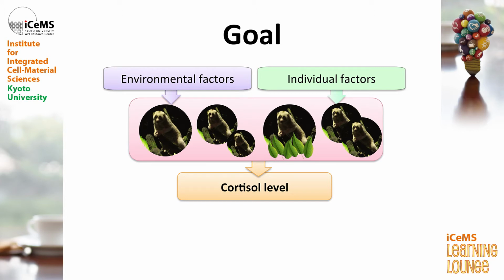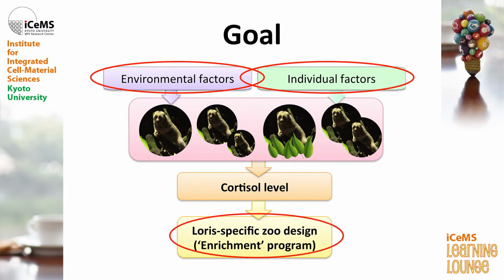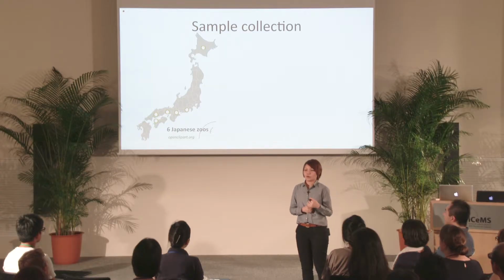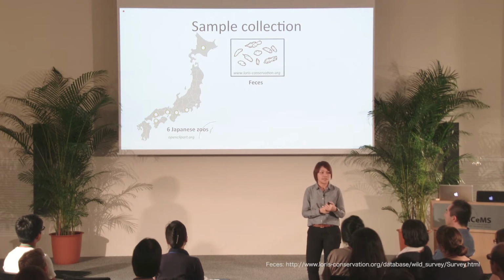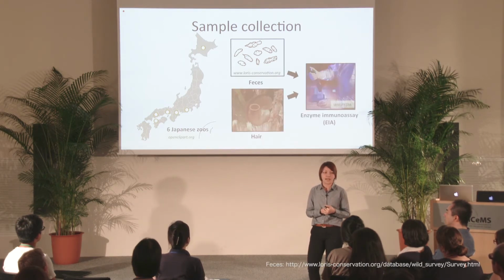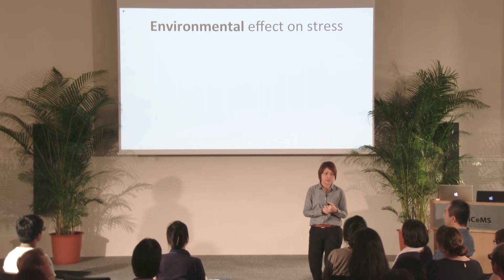So what I want to do is to identify these factors, and then next I want to propose a loris-specific zoo design to the zookeepers, which we can also call an enrichment program. From 6 Japanese zoos, I collected feces and also hair samples, and then I did enzyme immunoassays to compare their cortisol levels. And okay, first let's look at the environmental factors.